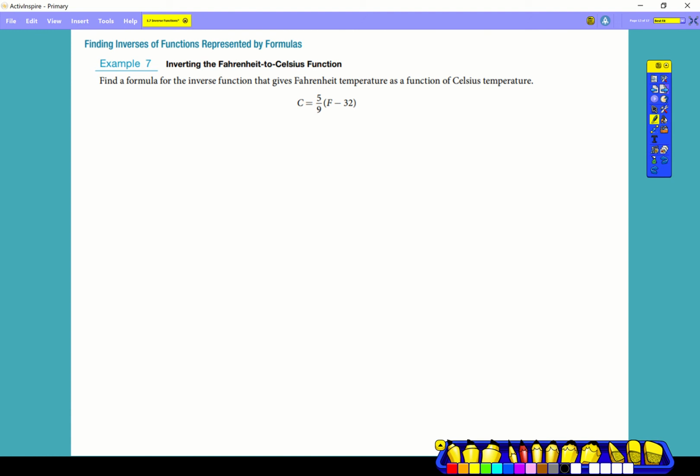Inverting the Fahrenheit to Celsius function. We're going to get into the beginnings of finding inverse functions. So this is a formula. We have C of F. What we want is F of C.